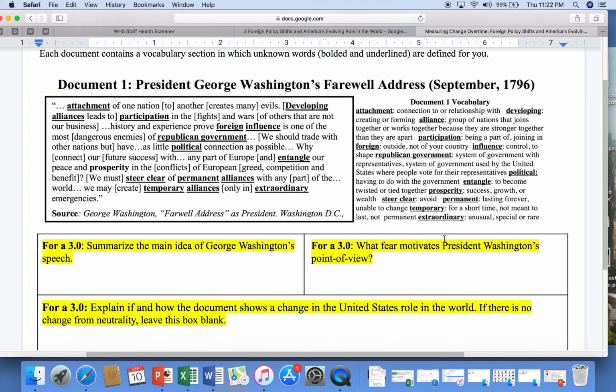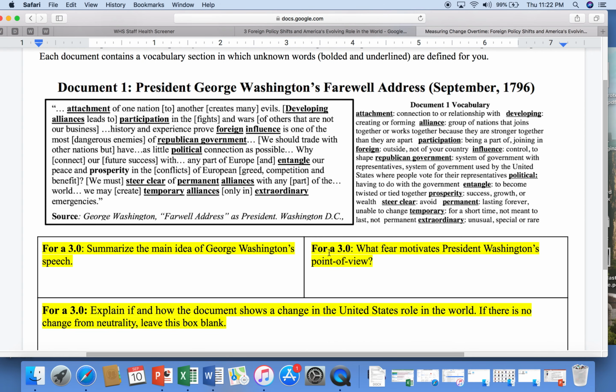So now that we've taken a look at the questions, which by the way are all highlighted in yellow, let's go on ahead and read the document through first, just to kind of get a sense of it, and then we'll go through a second time and take a closer look.